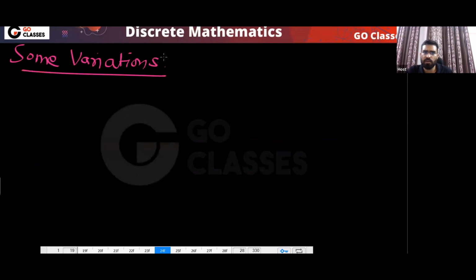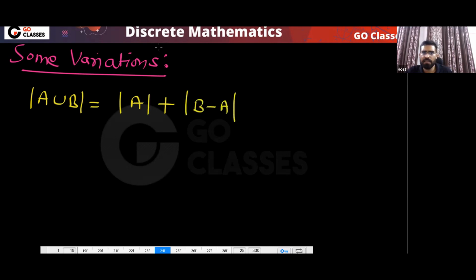Now let's see one more thing: some variations you should take care of. Do not blindly apply the formula. For example, if I ask you, what is the cardinality of A union B? Then you can also say that it is the cardinality of A plus the cardinality of B minus A. Is this correct? This is A, this is B.